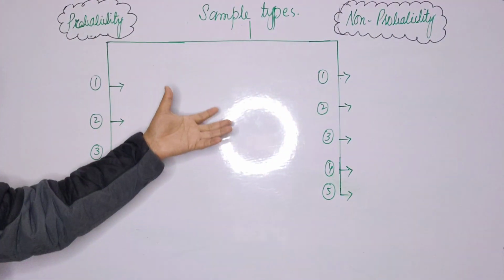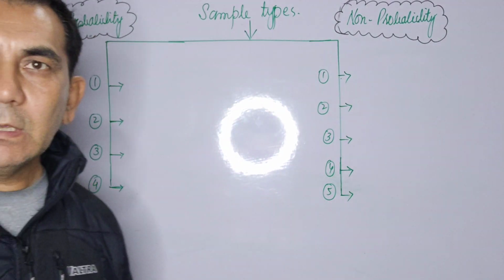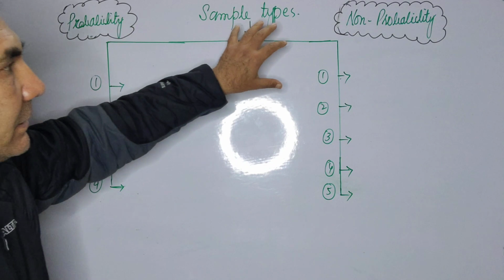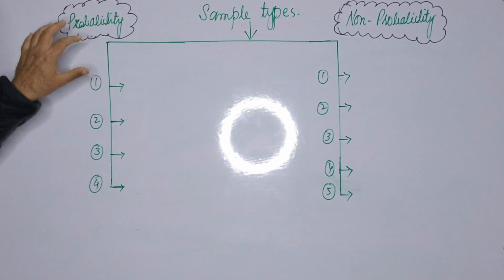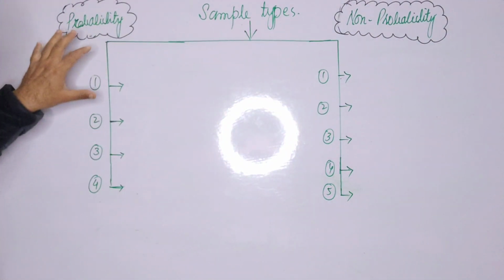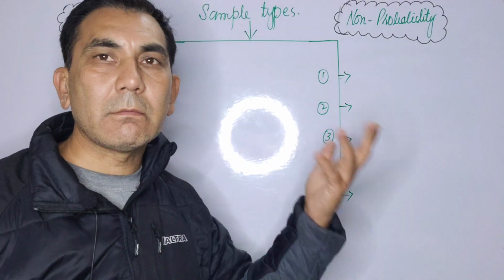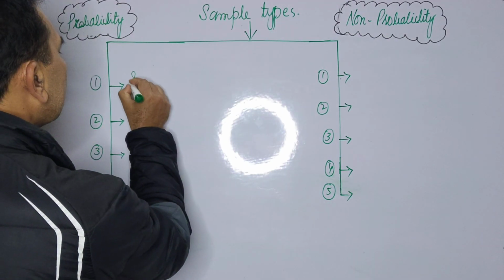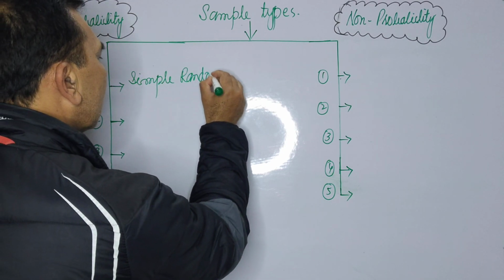Okay, now we will learn in more detail about the different types of samples. As I told you earlier, the sample types are divided into two broad categories: probability sampling and non-probability sampling. Now, in probability sampling, you select the sample by chance or randomly. It has four further types. The first type is called the simple random sample.